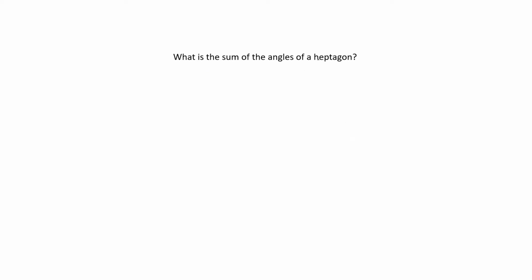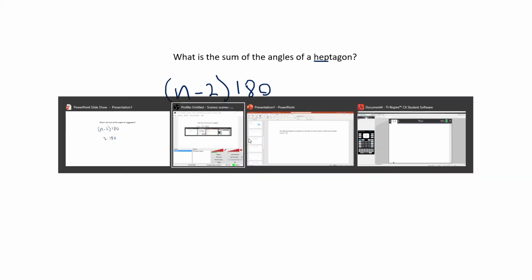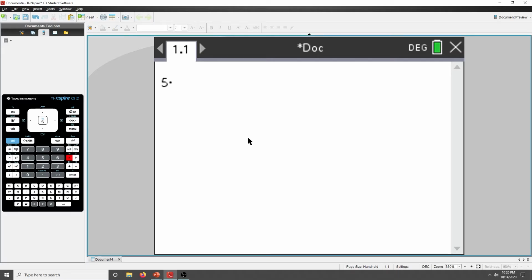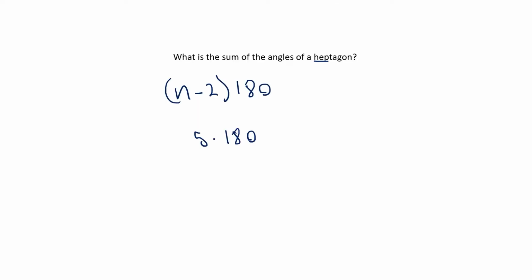What is the sum of the angles of a heptagon? Hep is 7, right? And our equation is n minus 2 times 180. So 7 minus 2 is 5 times 180. Not doing that in my head. 5 times 180, 900. So the sum of the angles in a heptagon is 900 degrees.